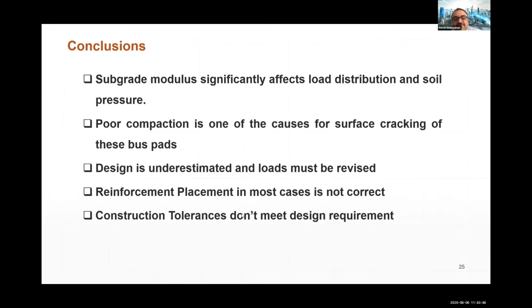Subgrade modulus significantly affects the moving load distribution and soil pressure, which consequently changes both longitudinal and transverse moment by up to 8 times. So that means good and perfect soil compaction can guarantee the uniform distribution of load and reduce the load, even if the design is not perfect. Soil compaction can help to improve the slab performance, or boss pad performance.